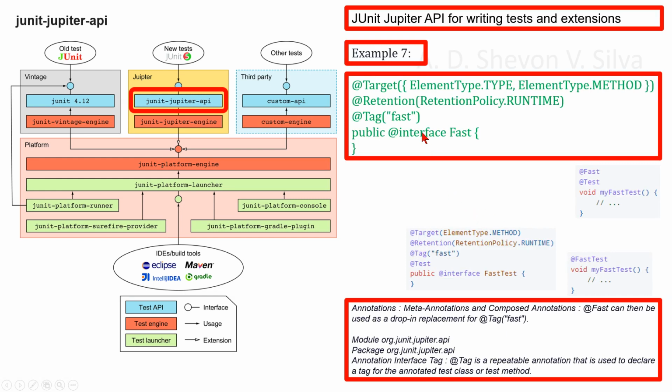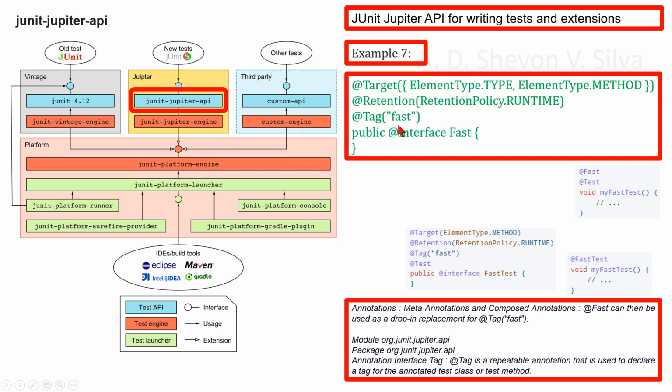Now we are considering meta-annotations and composed annotations. In annotations, at fast can then be used as a drop-in replacement for at tag fast. JUnit Jupiter annotations can be used as meta-annotations. That means that you can define your own composed annotation that will automatically inherit the semantics of its meta-annotations.